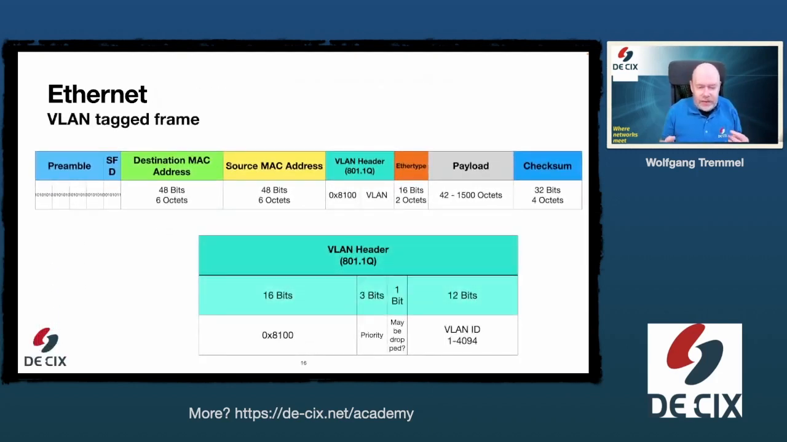The VLAN header contains also a type field. It's 8100. Then we have a number of bits for administrative purposes, like a priority bit. And then we have the so-called VLAN ID. And that's 12 bits. So VLAN IDs from 1 to 4094 are possible. 0 and the last one are reserved.